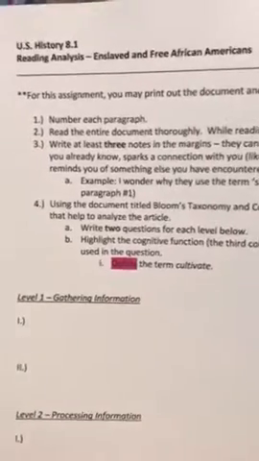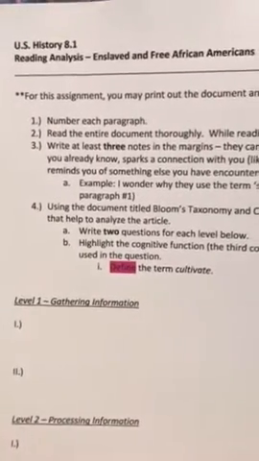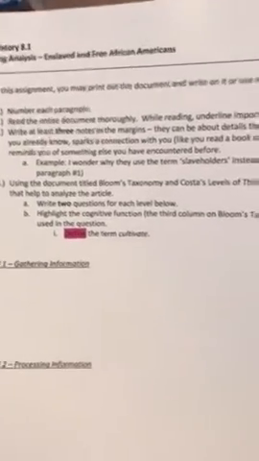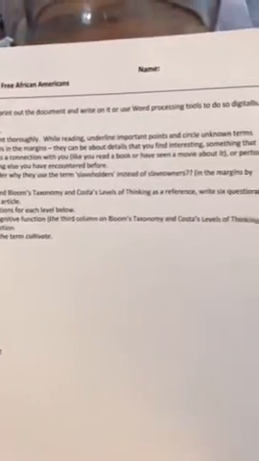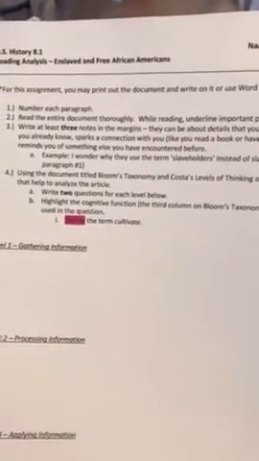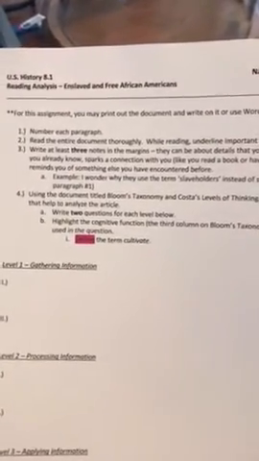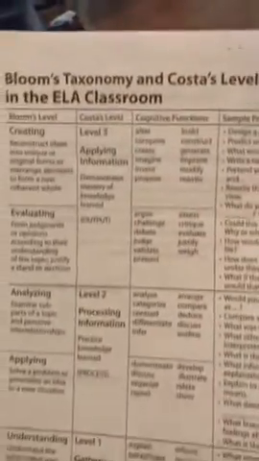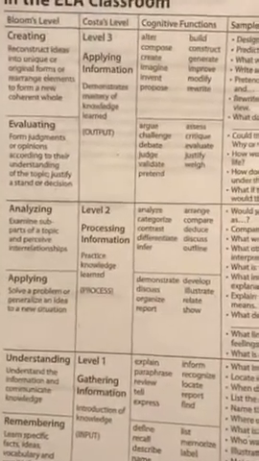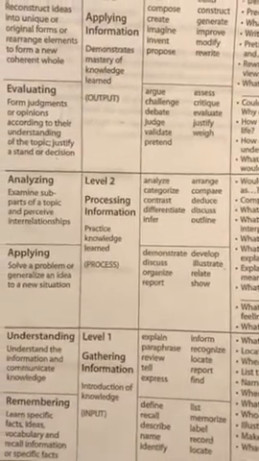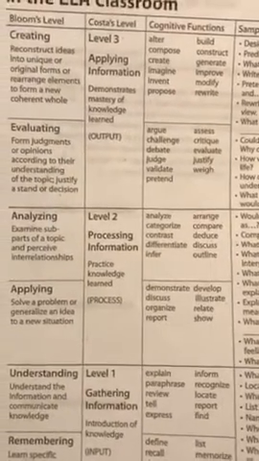And then the last direction on the reading analysis sheet, number 4, says, using the document titled Bloom's Taxonomy, you are going to be writing 6 questions that help to analyze the article, okay? So 4A says, write 2 questions for each level below. When you look at the Bloom's Taxonomy sheet, the levels start with number 1 at the bottom, number 2 in the middle, and level 3 at the top.